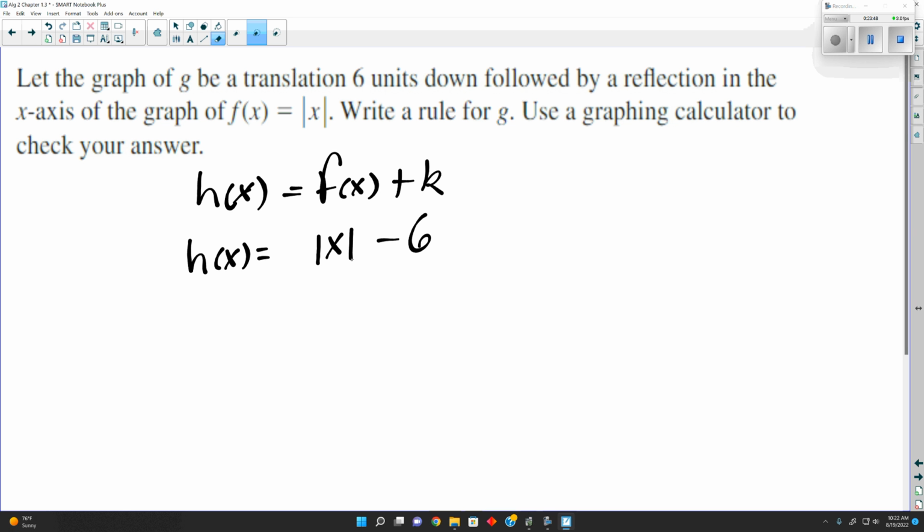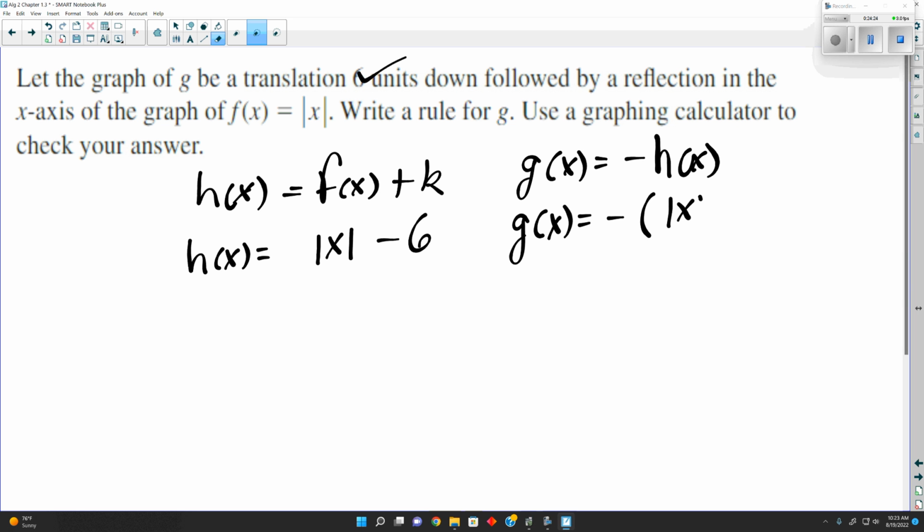So we did the first part. Now we need to have a reflection in the x-axis to get us to g of x. And a reflection in the x-axis is negative, and we'll say h of x because we're not talking about f of x, the original function, anymore. We're talking about the function after it's been translated 6 units down. So a negative, and we can plug in our function, which would be the absolute value of x minus 6.